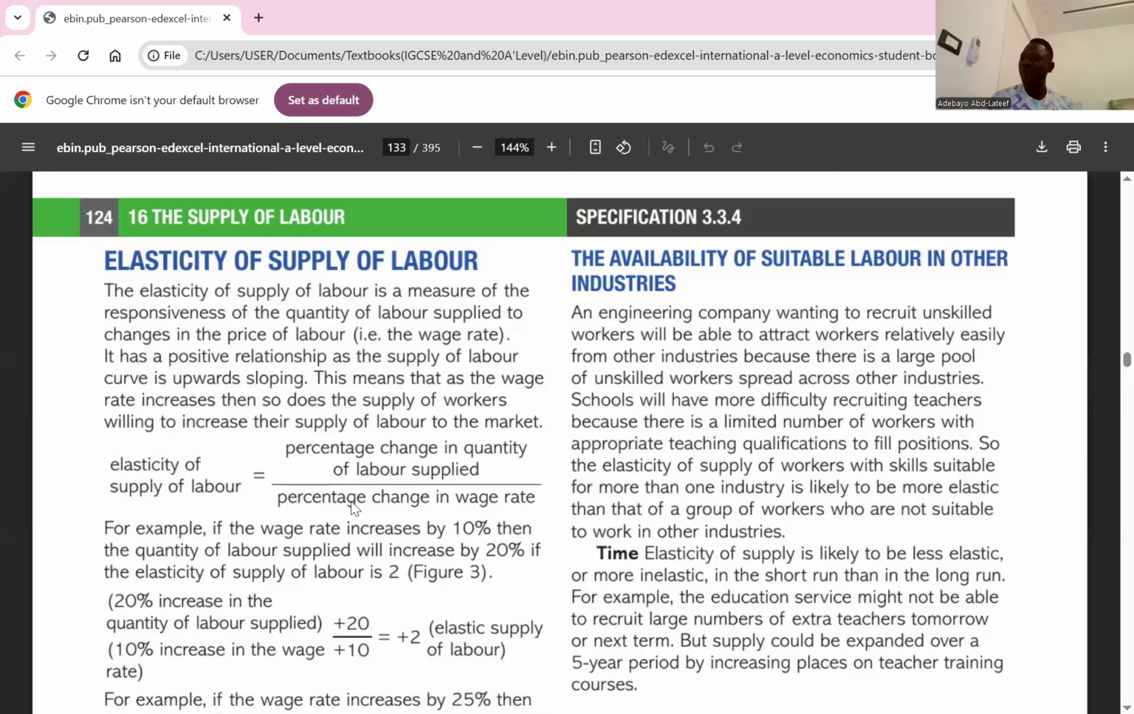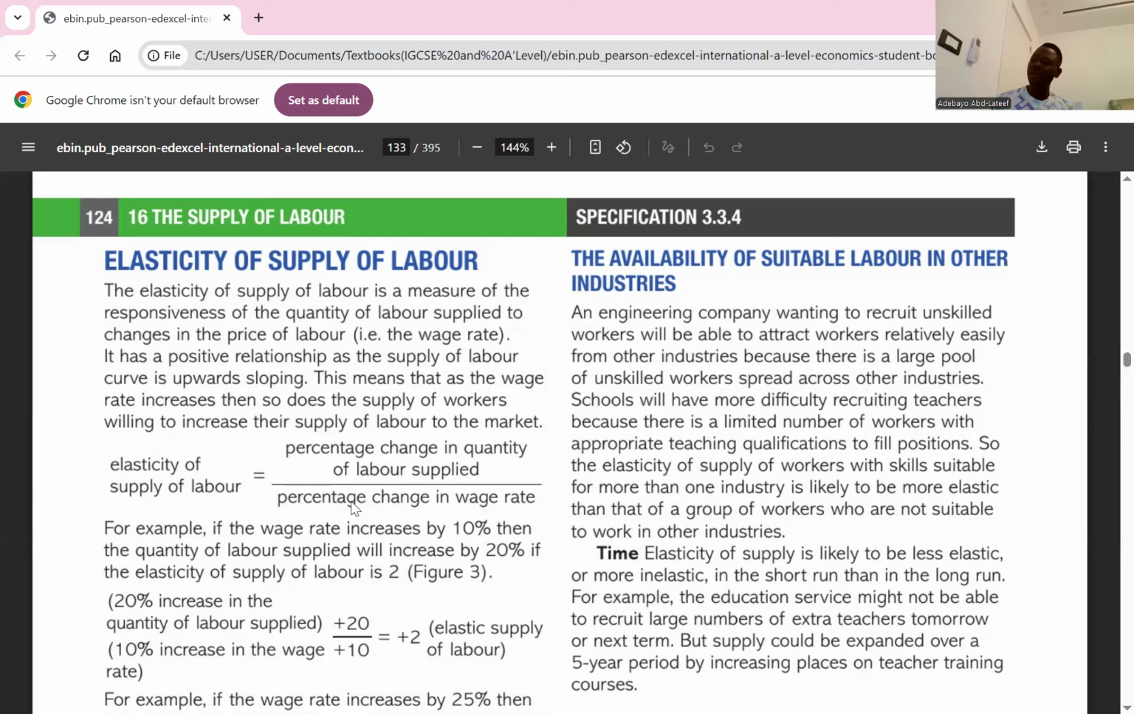So for elasticity of supply of labor, what is the elasticity of supply of labor? It is the degree of responsiveness of the quantity supplied of labor as a result of a change in the price of labor. And the price of labor is the wage. What is the formula? It is the percentage change in the quantity supplied of labor divided by the percentage change in the wage rate.